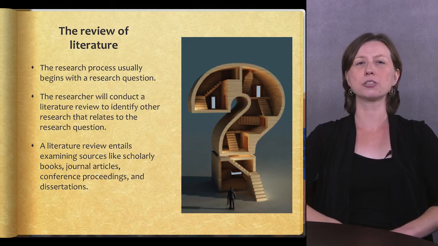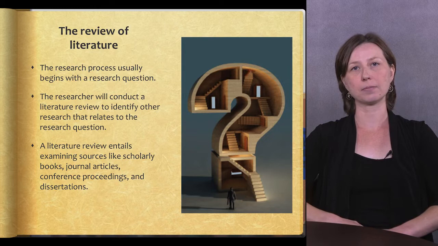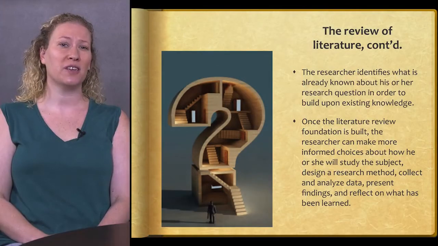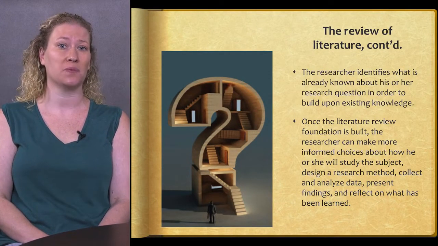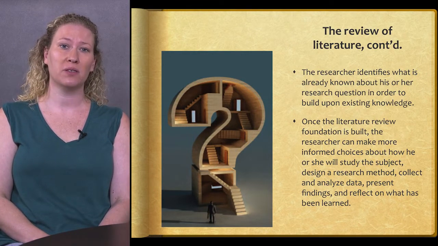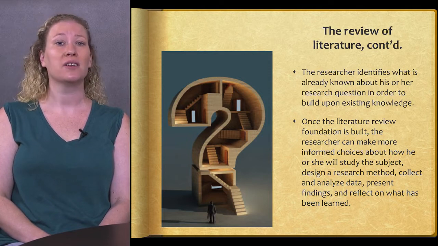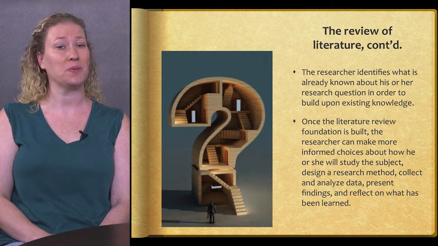The research process usually begins with a research question. The researcher will conduct a literature review to identify other research that relates to the research question. A literature review entails examining sources like scholarly books, journal articles, conference proceedings, and dissertations. The researcher identifies what is already known about his or her research question in order to build upon existing knowledge. Once the literature review foundation is built, the researcher can make more informed choices about how he or she will study the subject, design a research method, collect and analyze data, present findings, and reflect on what has been learned.